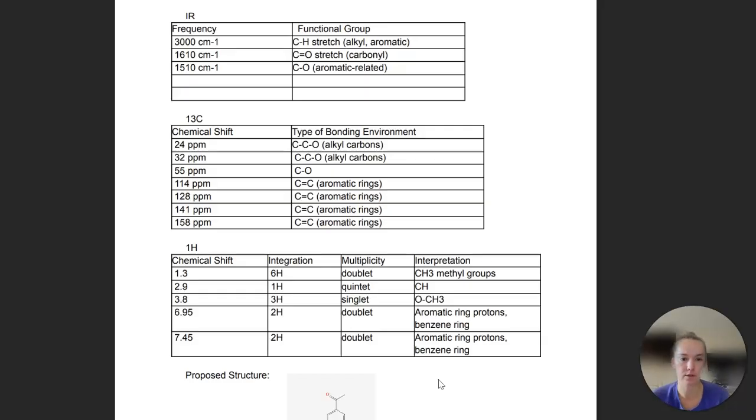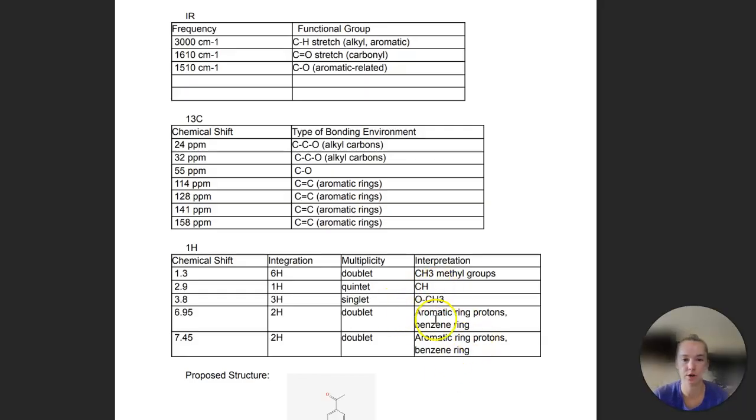The fourth, 6.95, showing 2 protons and a multiplicity of a doublet, likely pointing to aromatic ring protons or a benzene ring. And the 7.45 is 2 protons, also a multiplicity of doublet, and again, those aromatic ring protons or benzene ring.